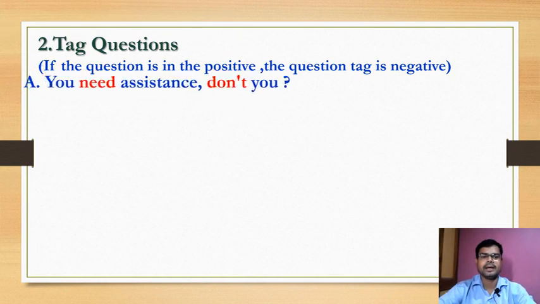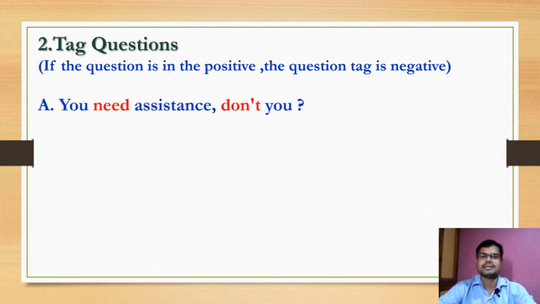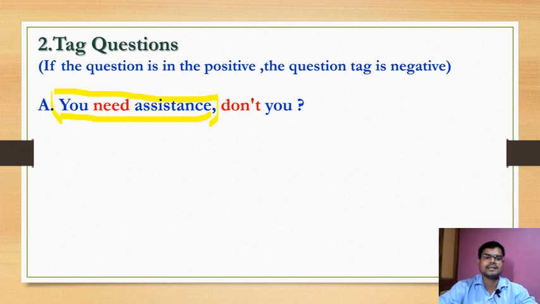Let's check them one by one. "You need assistance, don't you?" As you can see, this is a positive sentence, correct? And hence we have to use a negative question tag. Second thing is, the given sentence is an example of which tense? This sentence is in present tense. And do remember, students, for present tense only we can use do and does.